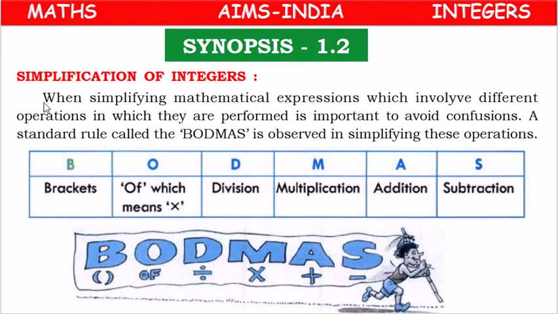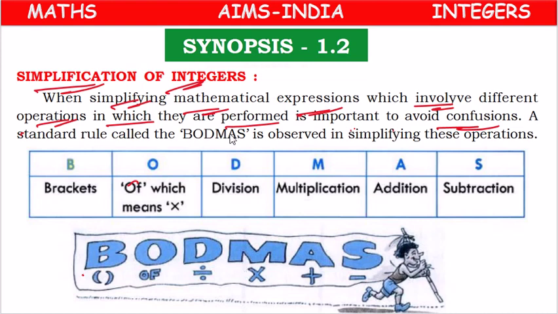Next, children. So the extension part, synopsis 1.2. Simplification of integers. So here the topic is how to simplify integers. When simplifying mathematical expressions which involve different operations, the order in which they are performed is important to avoid confusion. So while doing simplification, we have to follow some rules to avoid the confusion.